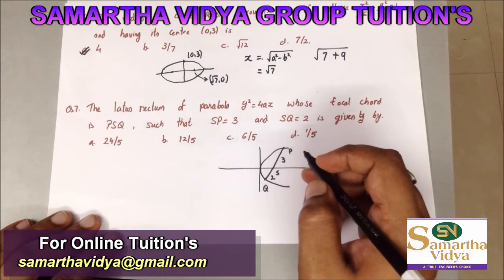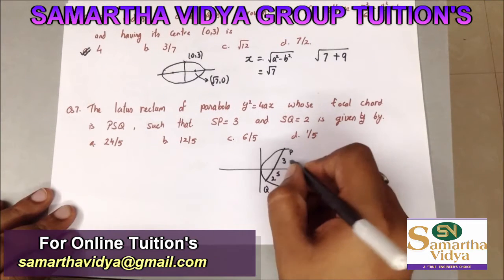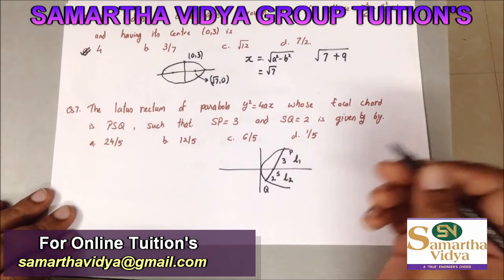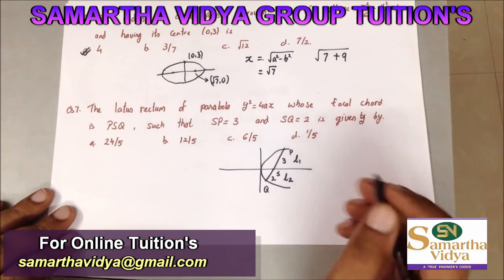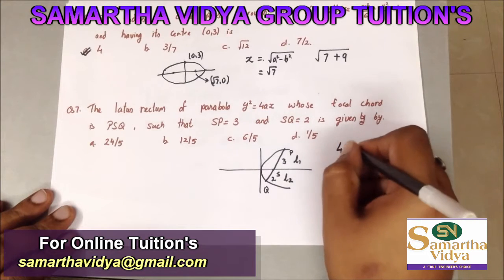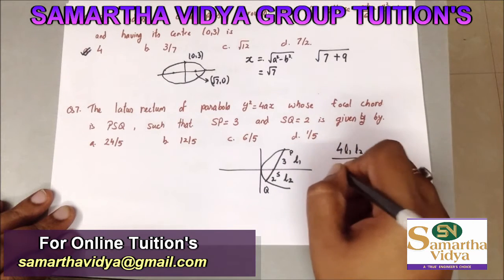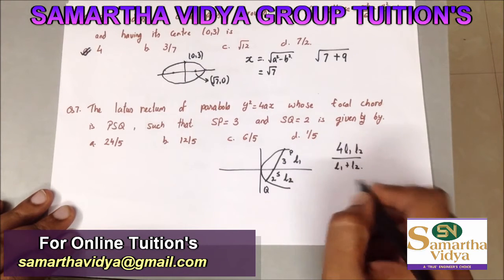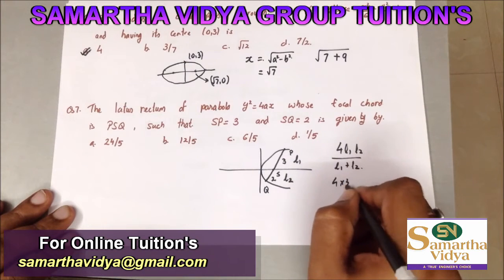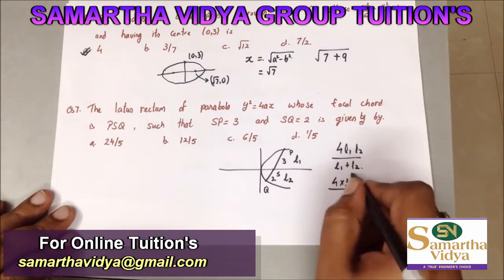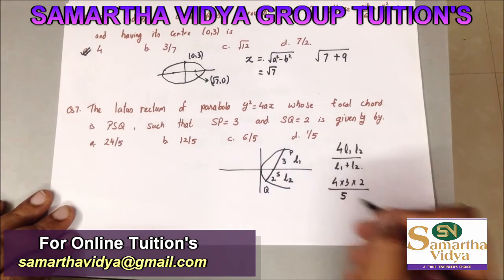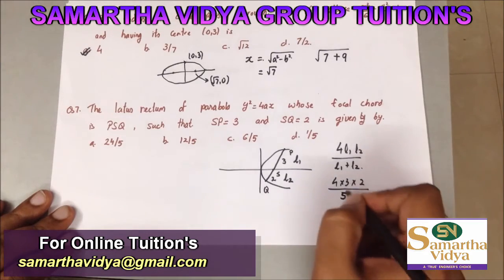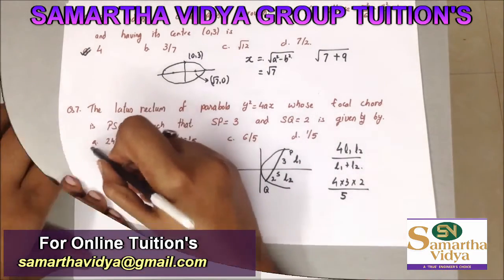I need to find what is going to be the latus rectum. If I take this distance as L1 and this distance as L2, the length of the latus rectum is given directly by the formula 4 L1 L2 upon L1 plus L2. If I just substitute the values, that's going to be 4 into 3 into 2 divided by 3 plus 2, which is 5. So 4 threes are 12, into 2 is 24. So 24 by 5, that's nothing but the option.